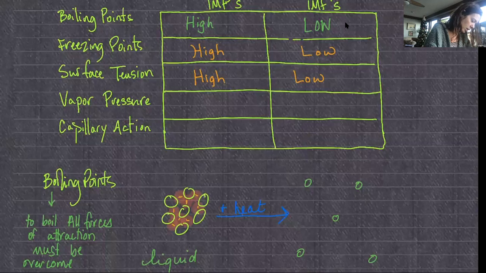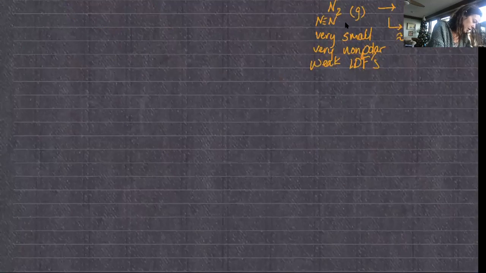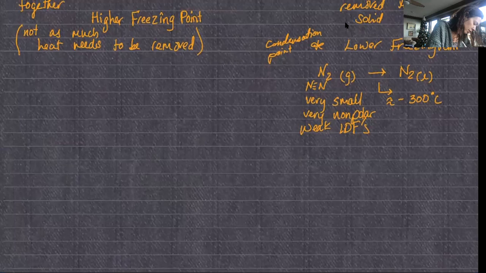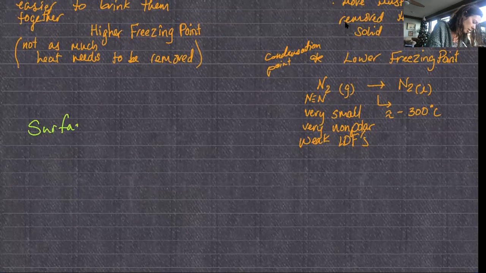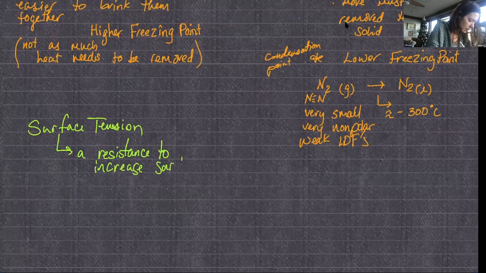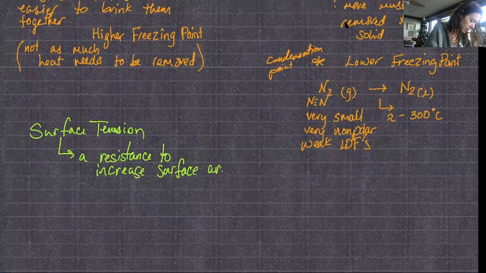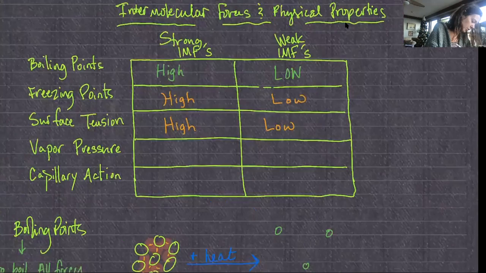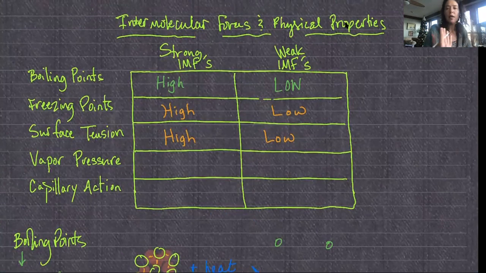Surface tension, guys, and a pretty good definition, is a resistance to increase surface area. So a resistance to spread out. You could see that that would be high if particles were attracted to each other, right? So the higher the attraction, the higher that surface tension. That's why bugs can walk on water, right? Water has very high surface tension. Bugs can walk on it.